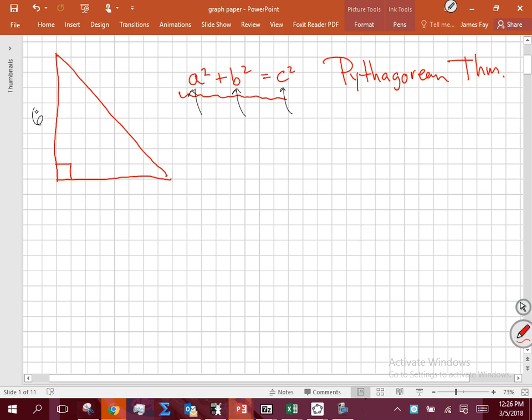What if I give you this to be, let's say 6 again, but now let's say this is 8. Can you find that distance there? How do I do that?